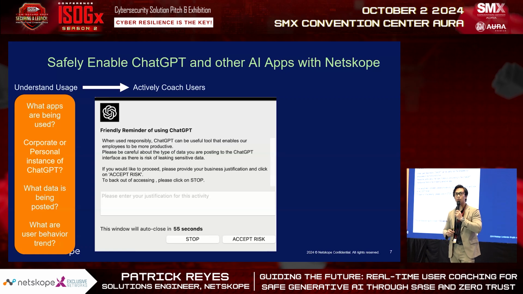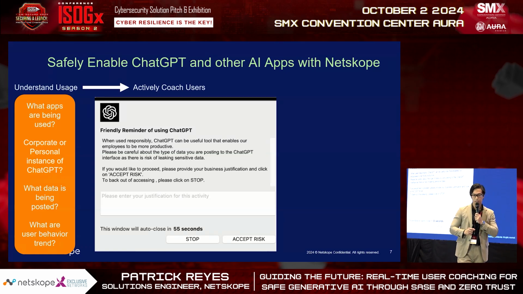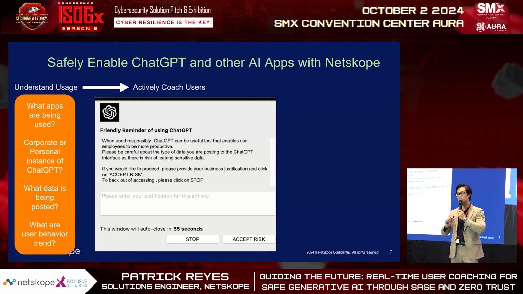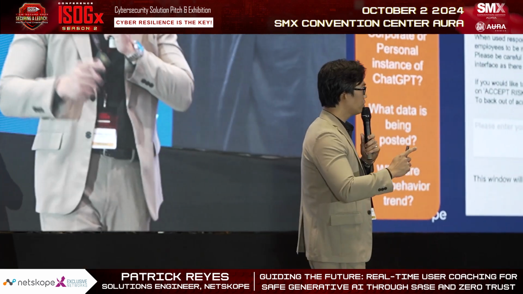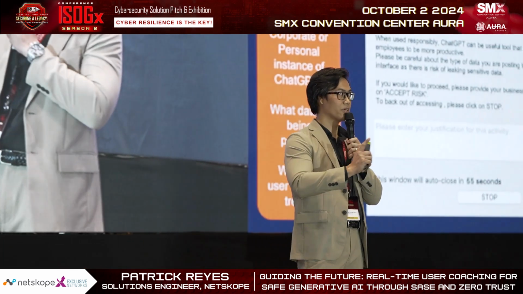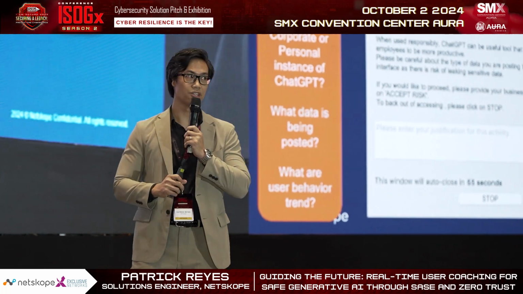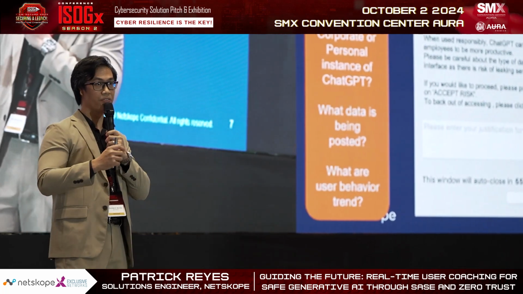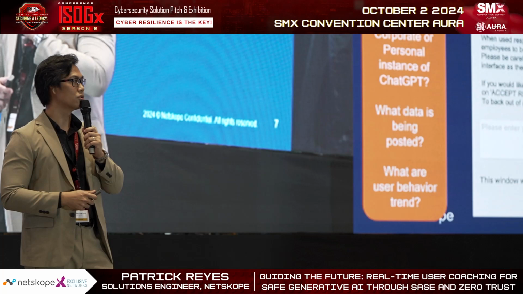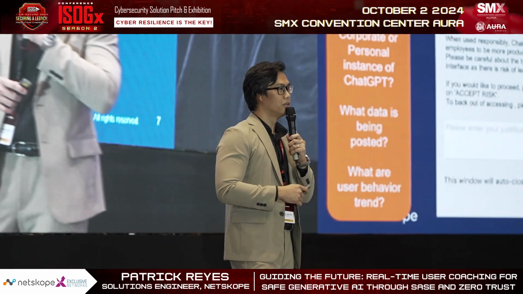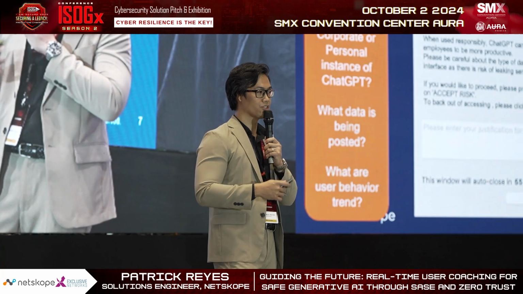You make sure that they keep being reminded that they have to handle the data and be cautious and careful on what type of data they've been posting or sharing to such cloud apps. This real-time user coaching is actually bidirectional. It allows users, or everyone within the organization, to put a justification or feedback so that the security team can also be aware of the use cases, why they still need to access those cloud applications.